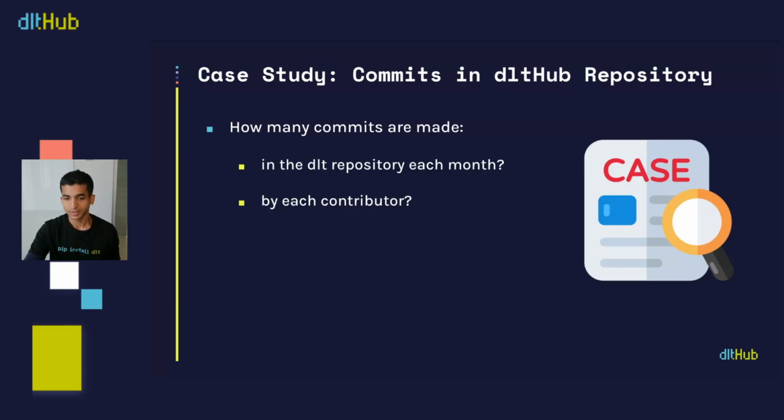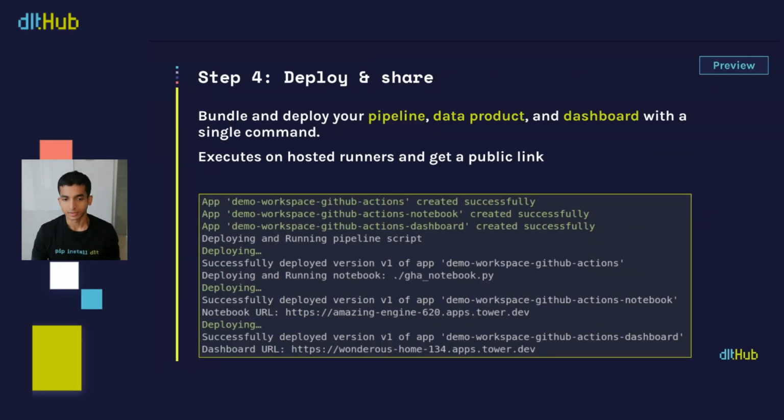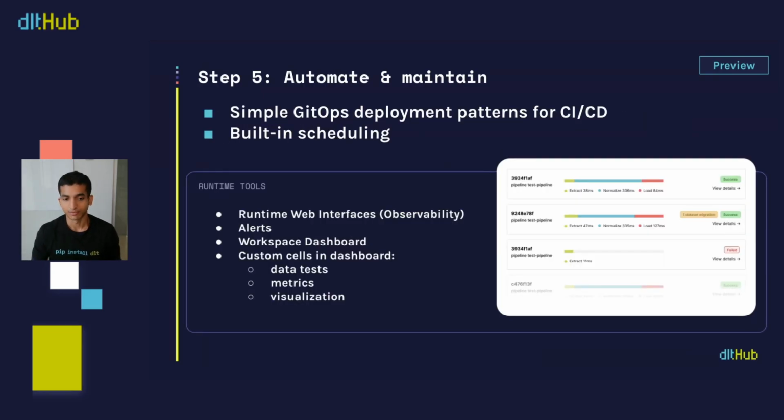If you are curious as to what the remaining steps in this workflow are, I can go over them very quickly. So after we are able to get everything running locally, of course, the next step is to deploy and share. And once we've deployed and shared, the next step, of course, would be to automate and maintain our pipelines in production. Of course, that is outside of the scope of the demo. If you are interested in these steps, then please stay tuned. We'll be releasing more content in the future.